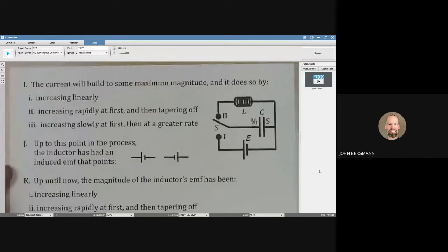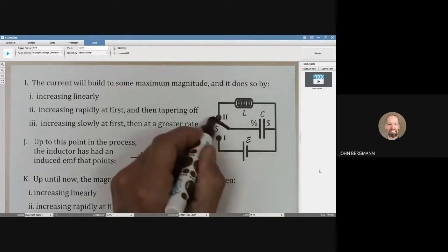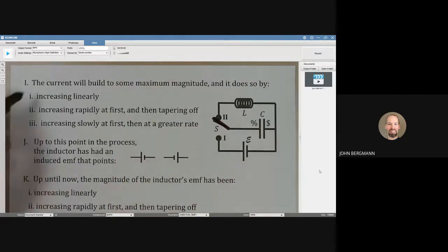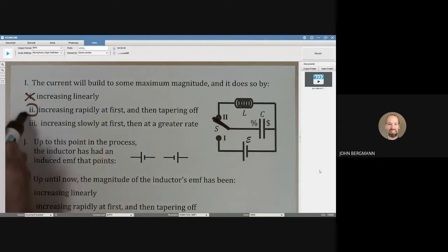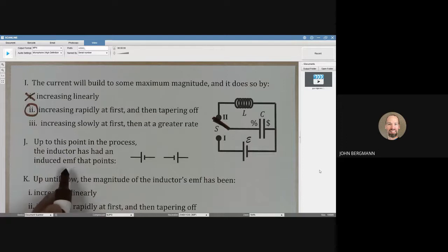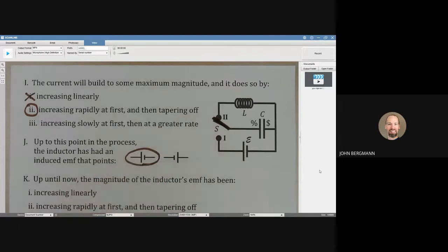In the top here, the current is going to build. And how does it do that? We flip the switch to 0.2. Increasing linearly? No. Increasing rapidly at first and then tapering off. There you go. Up to this point in the process, the inductor has had an induced EMF that points which way? Well, it's been fighting the push of the capacitor. It's going to be directed to the left in that direction.